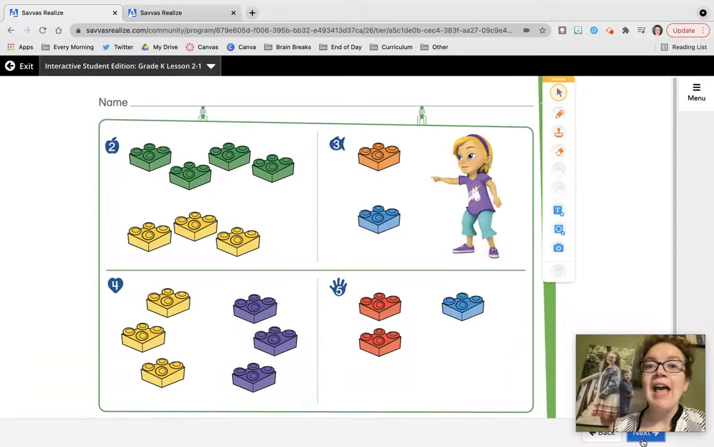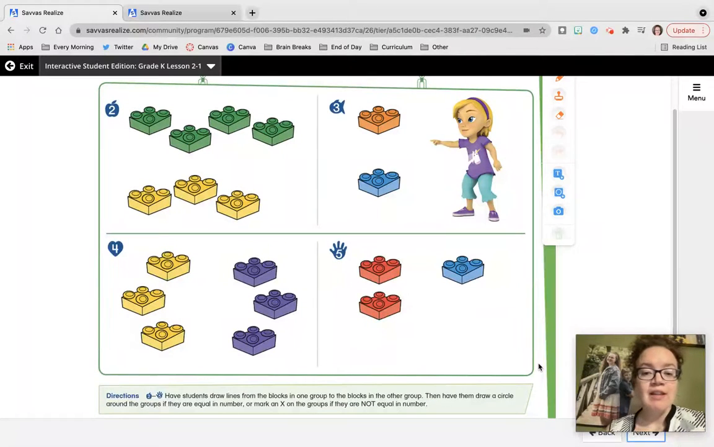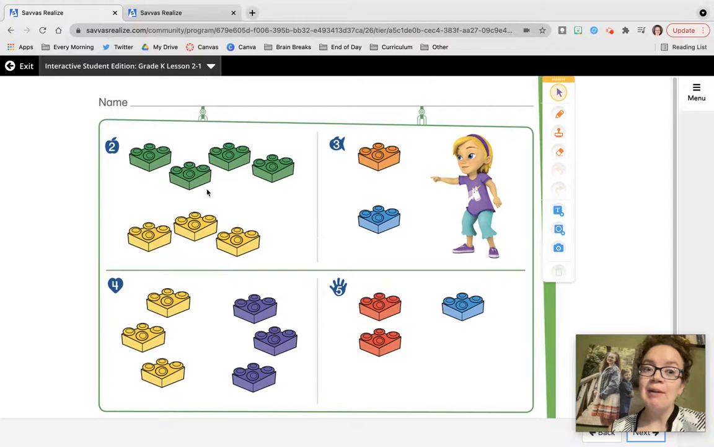Put your finger on apple number 2. Okay, we have some green blocks and some yellow blocks. We are going to draw lines to make matches. So I'm going to get my pencil tool. You get your pencil. Ready?